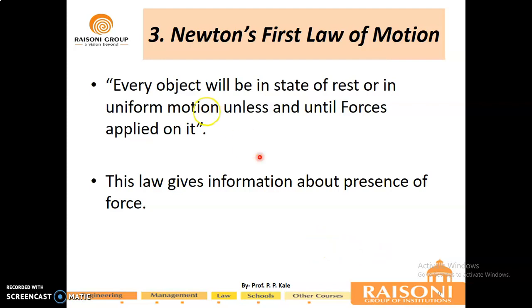So the statement for Newton's first law of motion is every object will be in a state of rest or in uniform motion unless and until a force is applied on it. What exactly do you understand by this statement? It will give you an idea about the presence of force. Okay, this particular statement of Newton's will give you information about the presence of force.